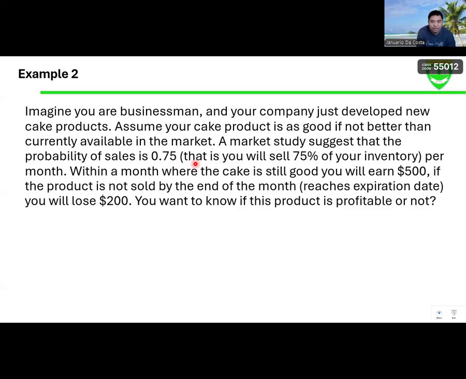So, within a month when the cake is still good, if it is sold, you will earn a profit of $500. Now, if the product is not sold and the expiration date has passed, you will lose $200.